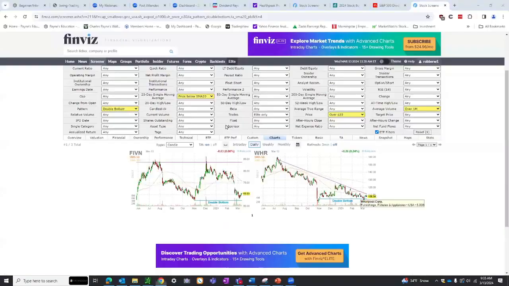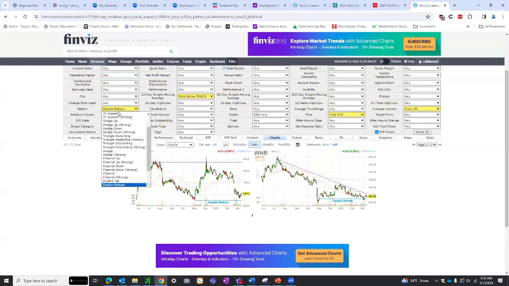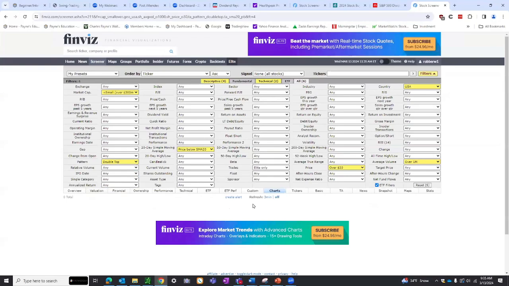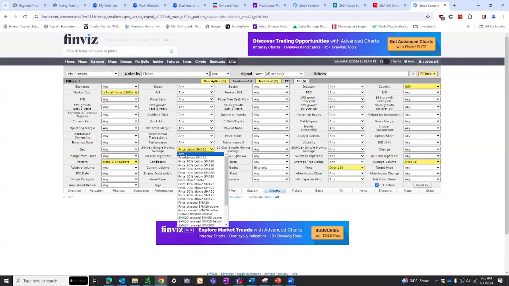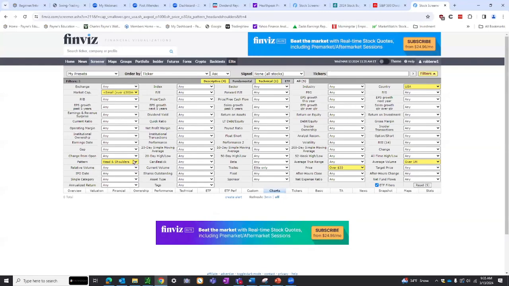Okay. Oh, did I pick double bottom? Oh, I did. My bad. I'm sorry. Pick double top. I wondered why that was popping up like that. No double tops. Things have been just too bullish. What about head and shoulders? Any head and shoulders? Is it because of my price below 20-day? Let's take that off and see if anything comes up. Still nothing. Yep, things are just so bullish lately.